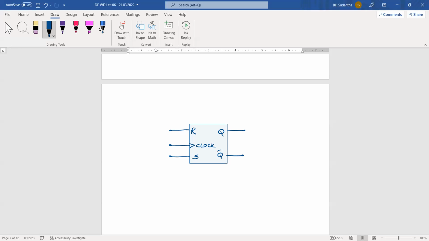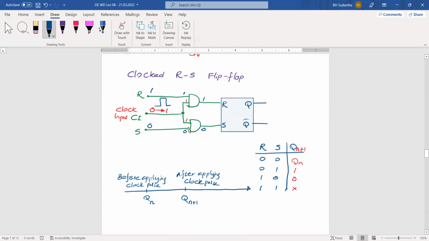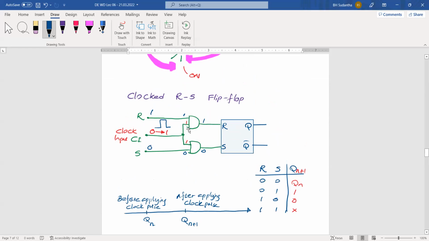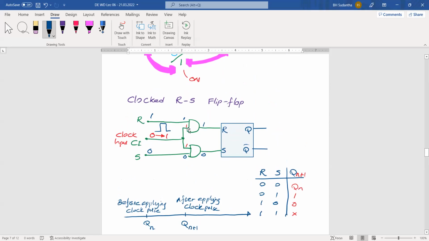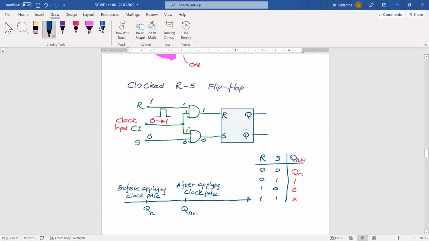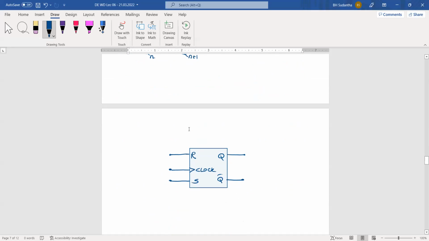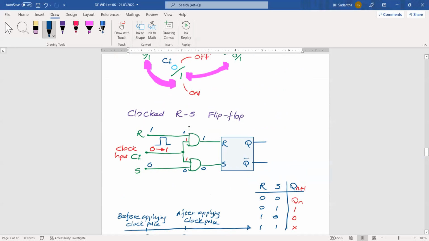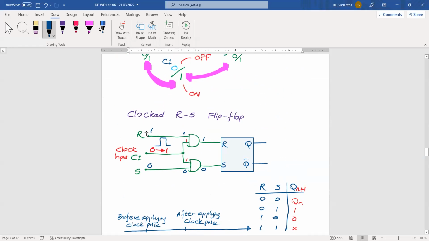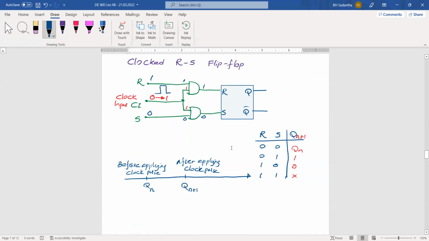Okay. Then this is how a clocked RS flip-flop block diagram looks. And what is the difference here? We have added one control input called clock. And the function of this one is, after applying a clock pulse, then only these input values will be transferred to the inside of the flip-flop. And after that, it will determine the output value.